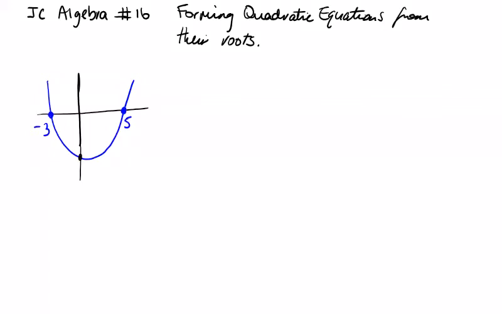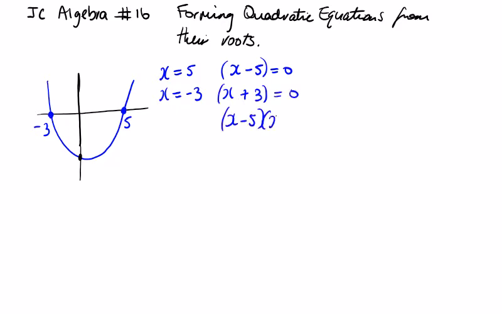In this video, we're going to look at forming quadratic equations from their roots. So we can see here the roots of this quadratic equation are x is equal to 5 and x is equal to minus 3. And if you've looked at the quadratic equation videos, you'll know that to get the factor, we bring the 5 across. So we have one of the factors, and we bring the 3 across, and we have the other factor. And if we multiply the two factors, we get the quadratic equation.